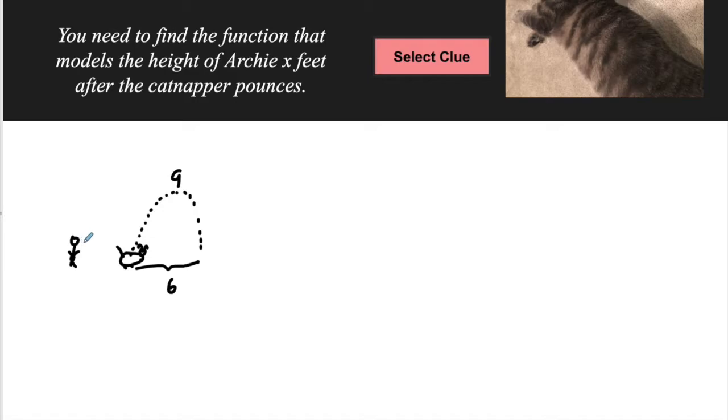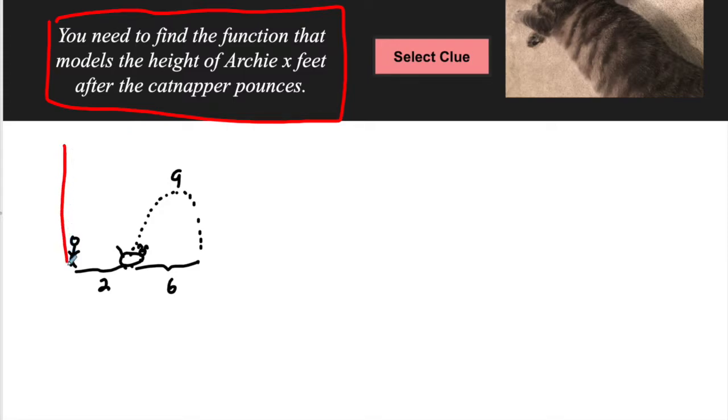Okay, so let's look at the situation. We know that this guy is 2 feet behind Archie, and what do we need to find? I always like to highlight what we need to know. What we need to know is the height of Archie x feet after the catnapper pounces. So x represents, if we look right here, the catnapper is at (0, 0). He's 0 feet from where he pounced, right? Because he's going to pounce.